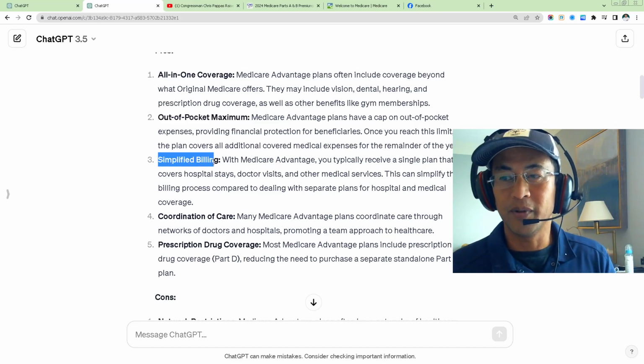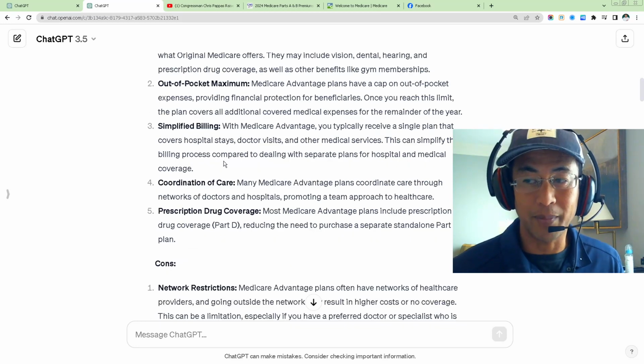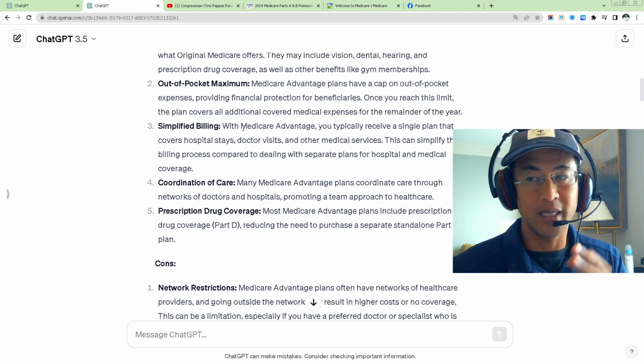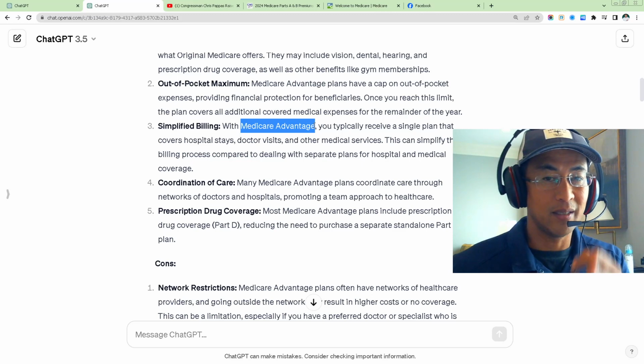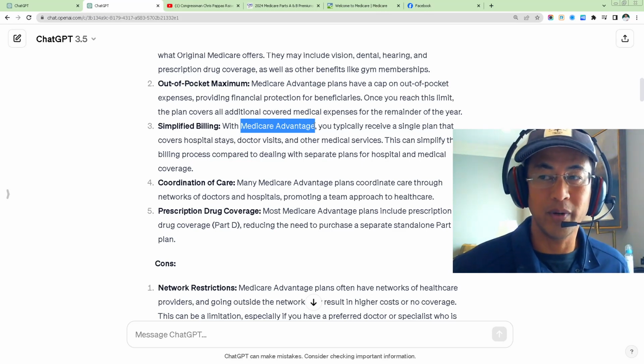Okay, simplified billing. Yeah, it's simplified billing when there's zero premium on top of the Medicare Part B. So Medicare Advantage, I'll get into this question more about Medicare billing, as well as the trends that are about to happen with Medicare, and the premiums, how those are going to increase in the future.